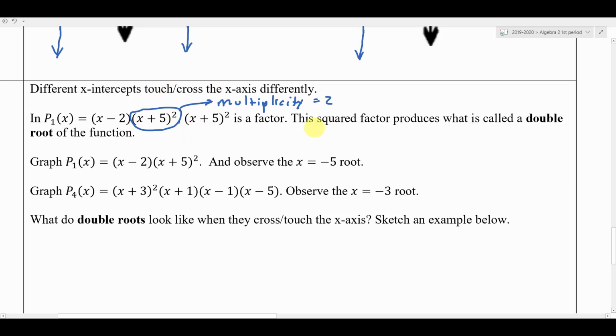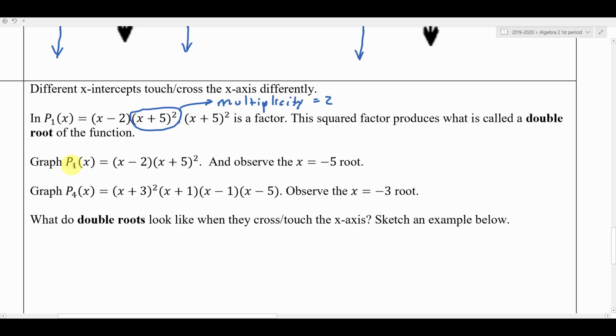When you get to MyOpenMath and you see problems that say something about multiplicity, they're describing how many times that factor occurs. If it had an exponent of 3, it would have a multiplicity of 3. If it had an exponent of 4, it would have a multiplicity of 4. So the x plus 5 squared factor produces what is called a double root, or a root with a multiplicity of 2.